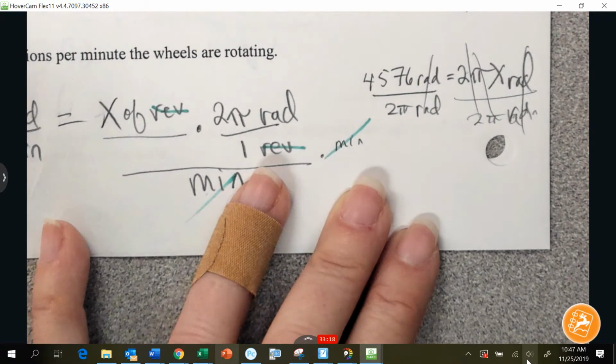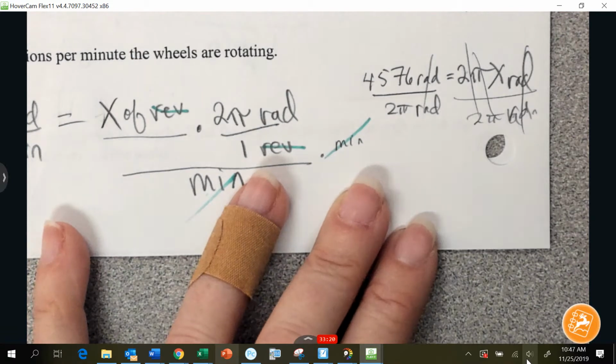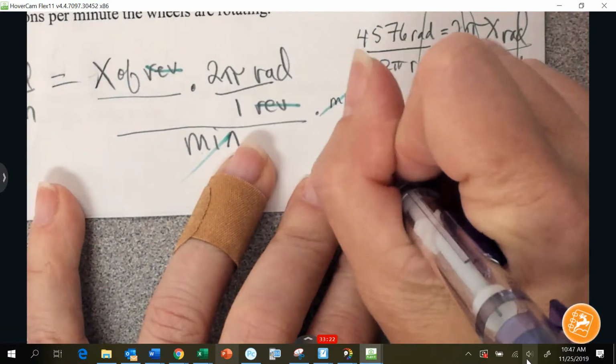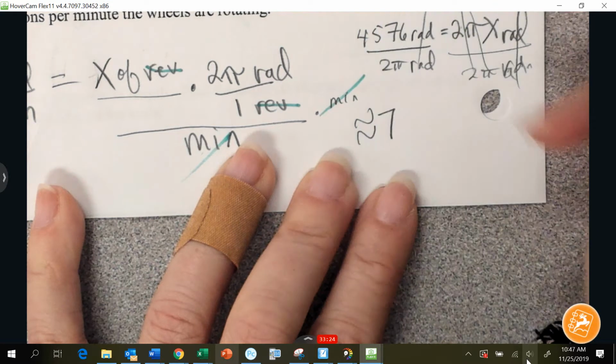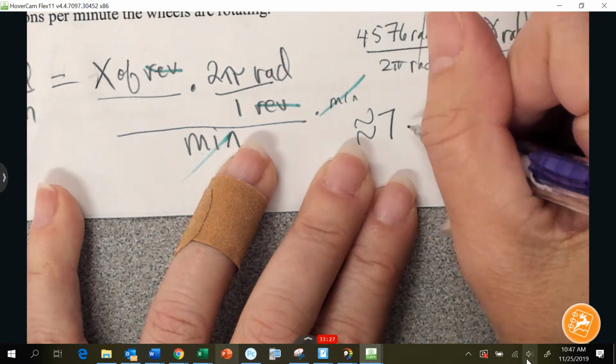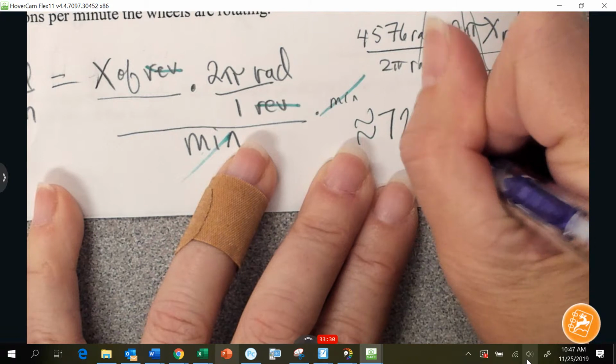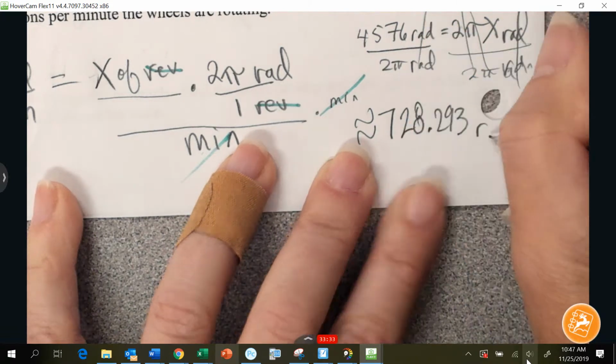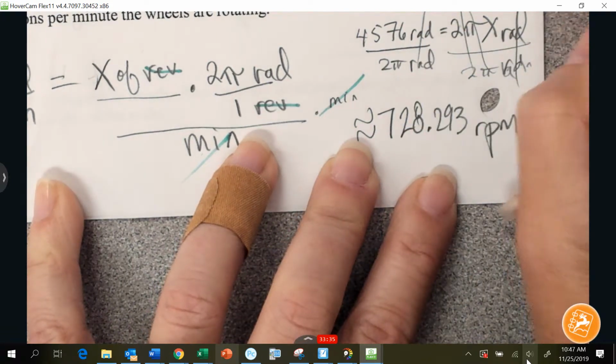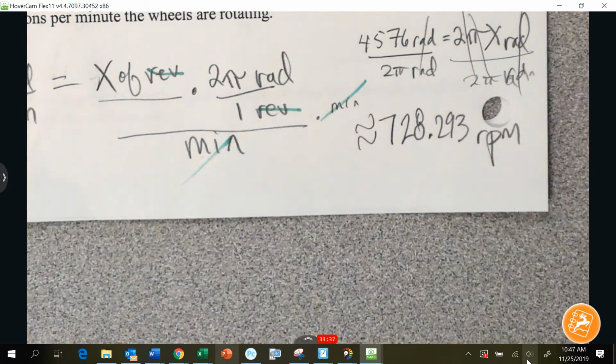Let's see if we type this in our calculator correctly. It's approximately, I don't have an exact answer for this one. I mean I could, but it's approximately 8.293 RPM. So if you type it in your calculator wrong, you're going to get it wrong. So make sure you know how to type it in your calculator.